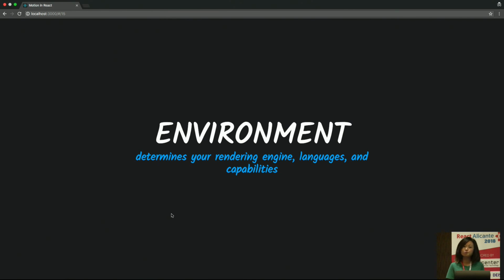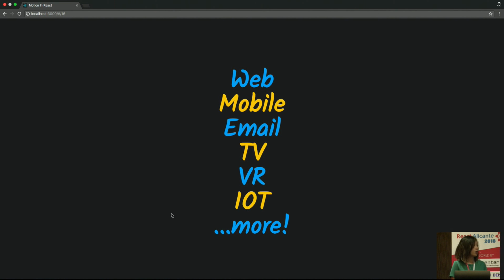So I'm going to break this into 2 parts. First part talking about the environment, which determines your rendering engine, languages, and capabilities. We're most familiar with the web, right? But React has taken over a lot of different platforms as well. And even within the web, we have engines like WebKit or Gecko. Depending on which platform you're using, you have to ask yourself questions like, what is the DOM equivalent? And do you have access to the new features of JavaScript and CSS, if any? And do you have things like request animation frame? Do you have OpenGL available? These are all the questions that you should be asking.